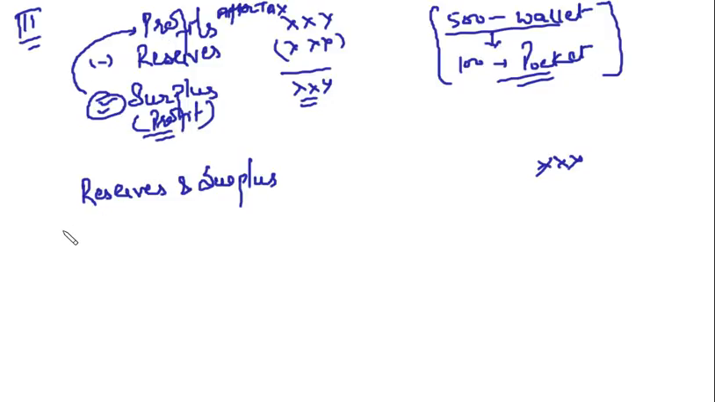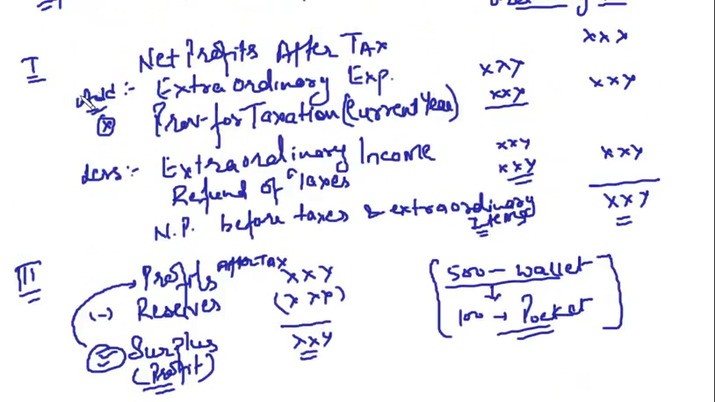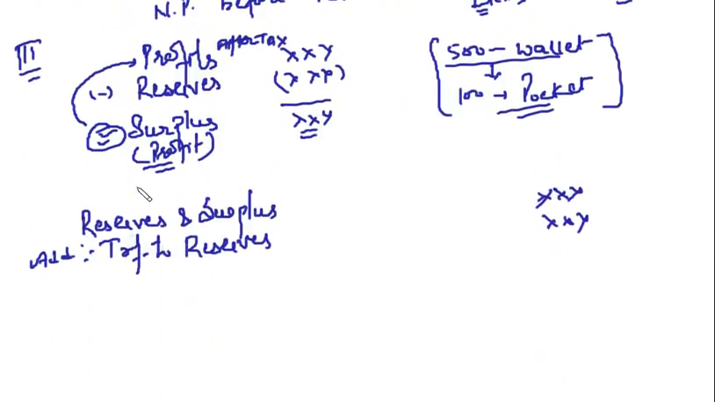What I will do is I will add back reserves. I will add back any amount that has been transferred to reserves. I will add back transfer to reserves. Clear? Because I have to first reach at the profits after tax. After that, I will add and subtract these items.